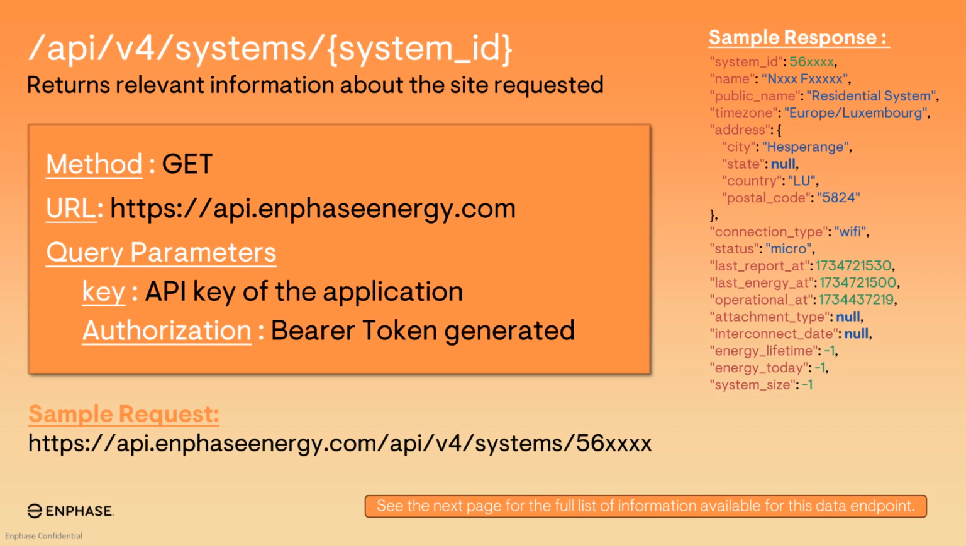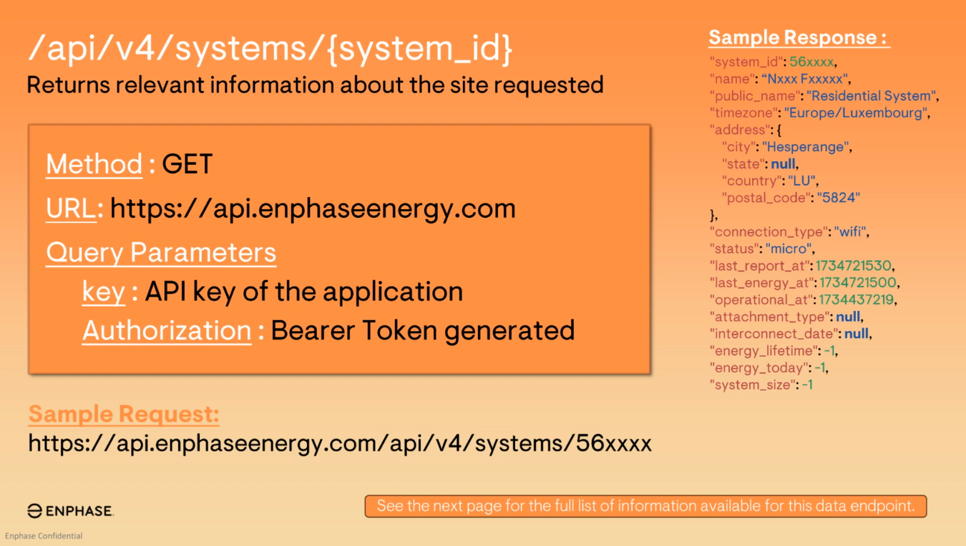The next endpoint is the site ID endpoint, which returns relevant information about the site requested, including but not limited to the unique numeric ID for the system, the name of the system, both private and public if applicable, the time zone and location data for the system, the internet connection type, site status, and more. See the next section for the full list of information for this data endpoint.